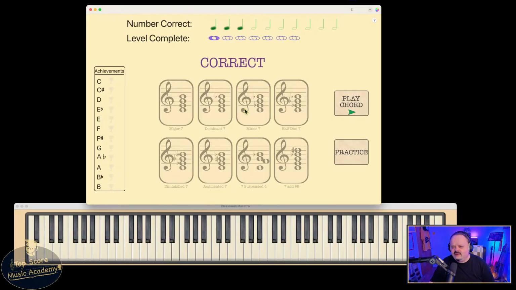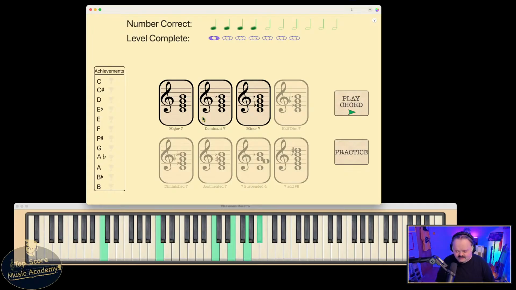Minor seventh, Julie Andrews, or Aha. Dominant seventh, that one. That can be used in blues music.